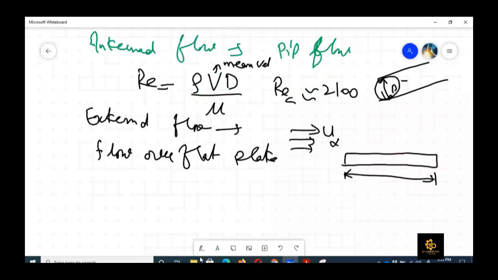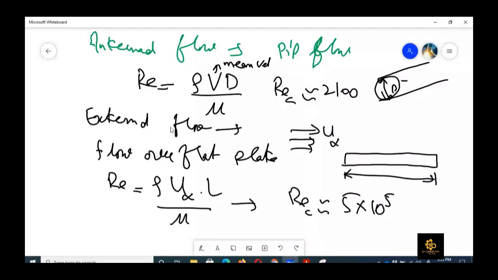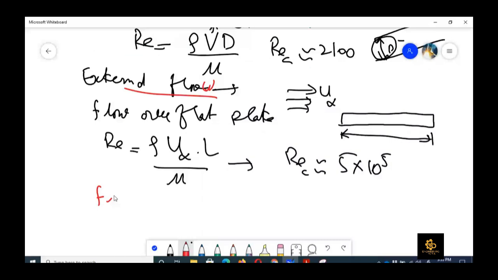In this case, Reynolds number is defined as rho into u infinity into length of the plate, divided by mu, right? And the critical Reynolds number in this case is 5 into 10 to the power 5, half a million. So it all depends on the geometry and type of flow, whether we are talking about internal flow or external flow, and then the second type of external flow, which we are discussing right now, is flow over a circular cylinder or sphere.